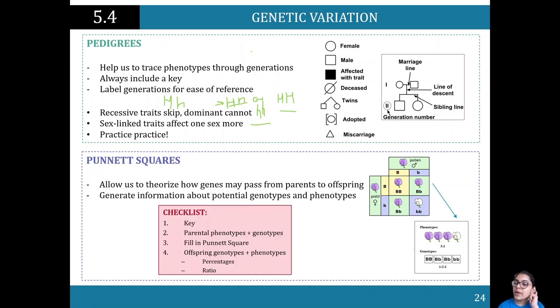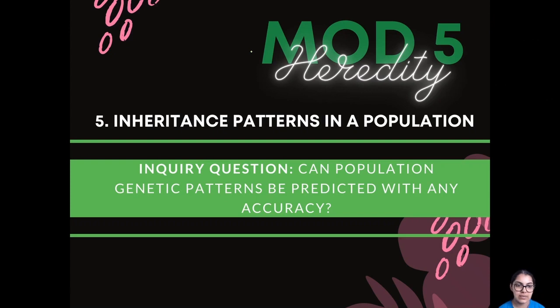And yeah, so Punnett squares allow us to generate information about potential genotypes and phenotypes, and we always use a checklist when it comes to these. And finally, inheritance patterns in a population. So let's keep going so we can get to module 6.